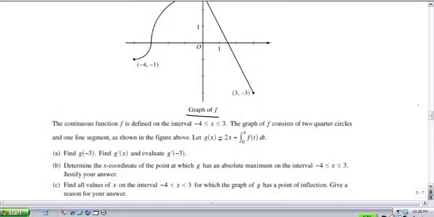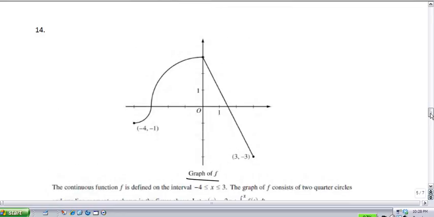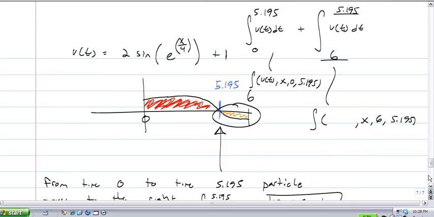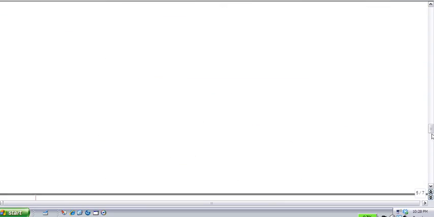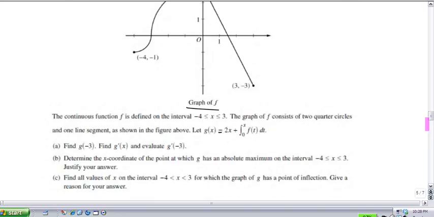A continuous function f is defined on the interval -4 to 3. Okay. I can kind of see that it's continuous. Like, if you were going to sketch this curve, you wouldn't have to lift your pencil, but they tell me it's continuous. It doesn't look like it's differentiable, though, because you got that cusp there. I mean, not differentiable everywhere, it's not differentiable at 0. Okay. Shoot. Back up. Okay. Continuous function is defined, the graph consists of 2 quarter circles.